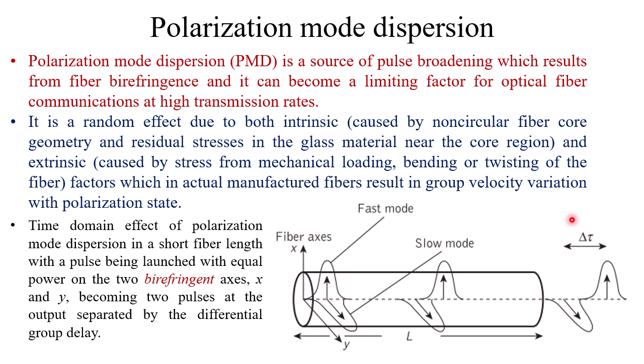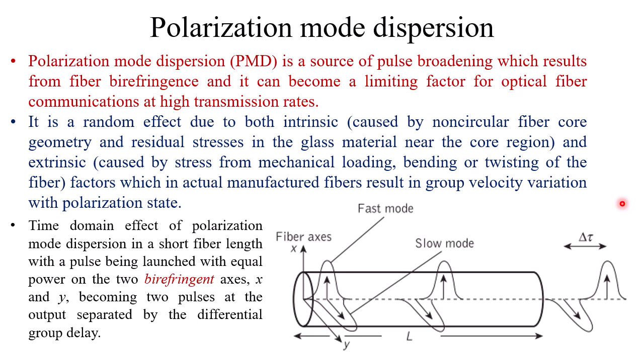Polarization mode dispersion. This is the last kind of dispersion that we are going to discuss. Polarization mode dispersion is a source of pulse broadening which results from fiber birefringence, and it can become a limiting factor for optical fiber communication at high transmission rates. It is a random effect due to both intrinsic, caused by non-circular fiber core geometry and residual stresses in glass material near the core region, and extrinsic, which is caused by stress from mechanical loading, bending, or twisting of fiber.